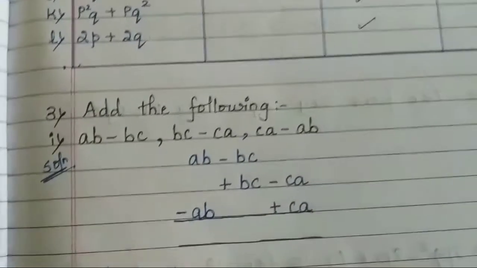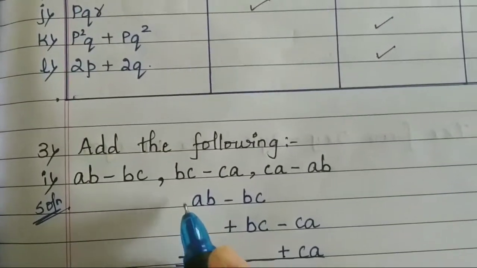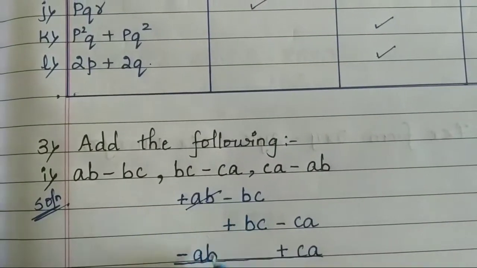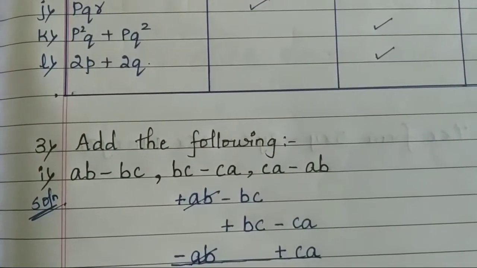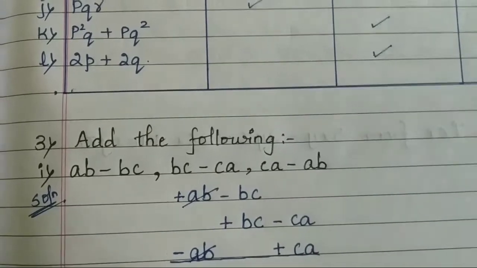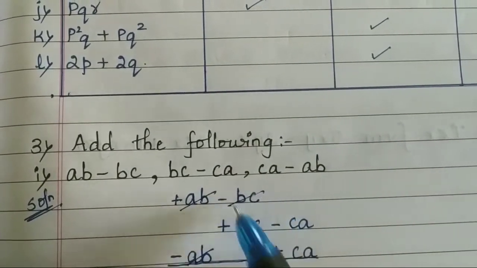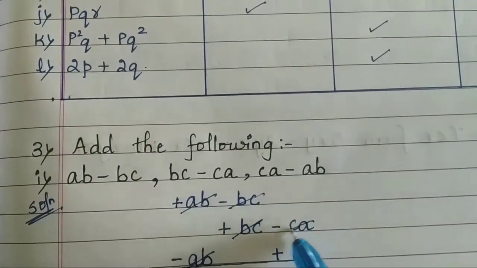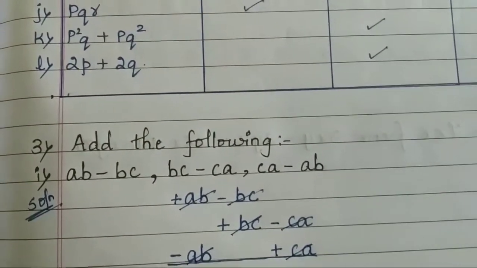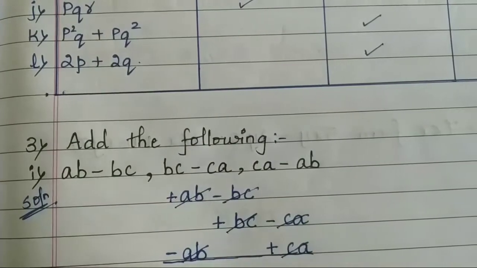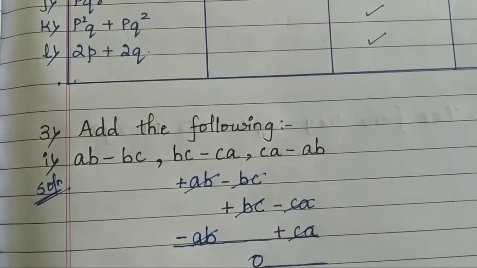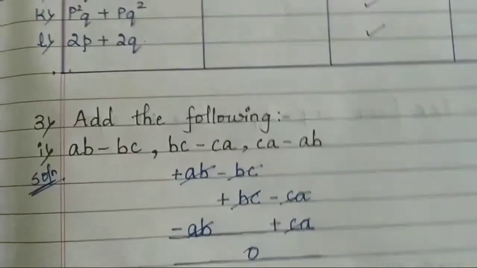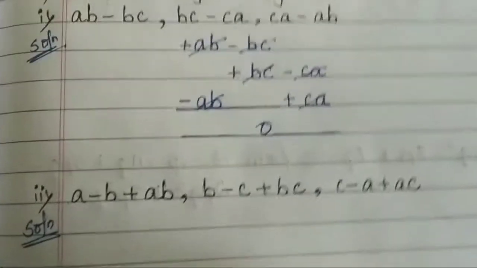So what will be the answer? You can see here this is plus AB and this is minus AB. Both will be cancelled. Similarly, minus BC and plus BC are cancelled, as well as minus CA and plus CA. What we are left with is 0. The answer to this addition is 0. So moving on to the next question.